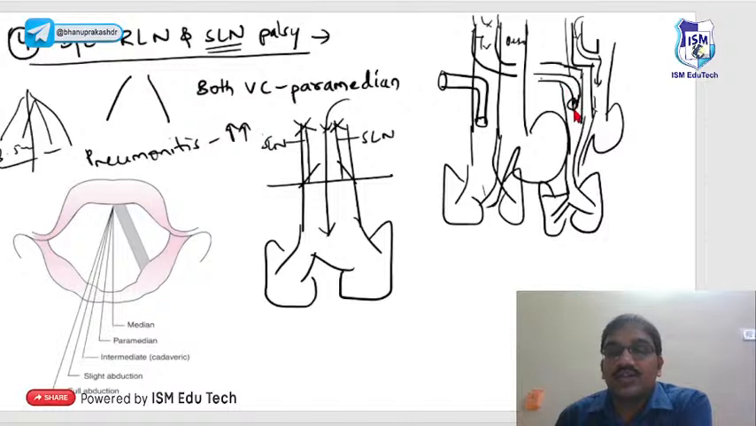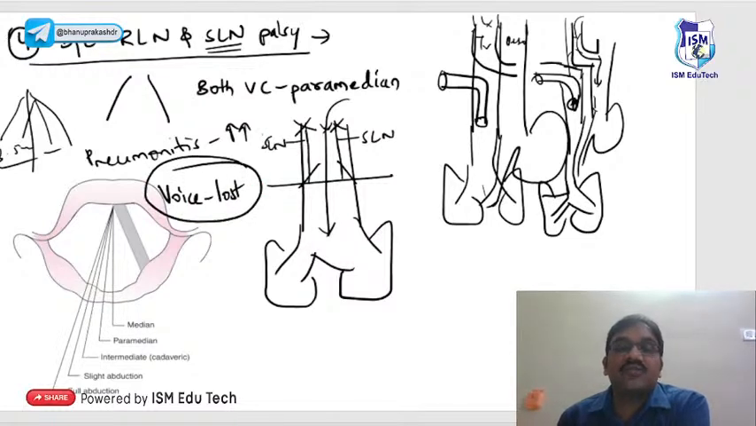So the tracheostomy tube will be present all throughout this. And here the vocal cords are there earlier. So the voice is completely lost, permanently lost. The patient will lose his voice permanently. In case of bilateral RLN and SLN palsy, only here you are providing a life-saving procedure to the patient.